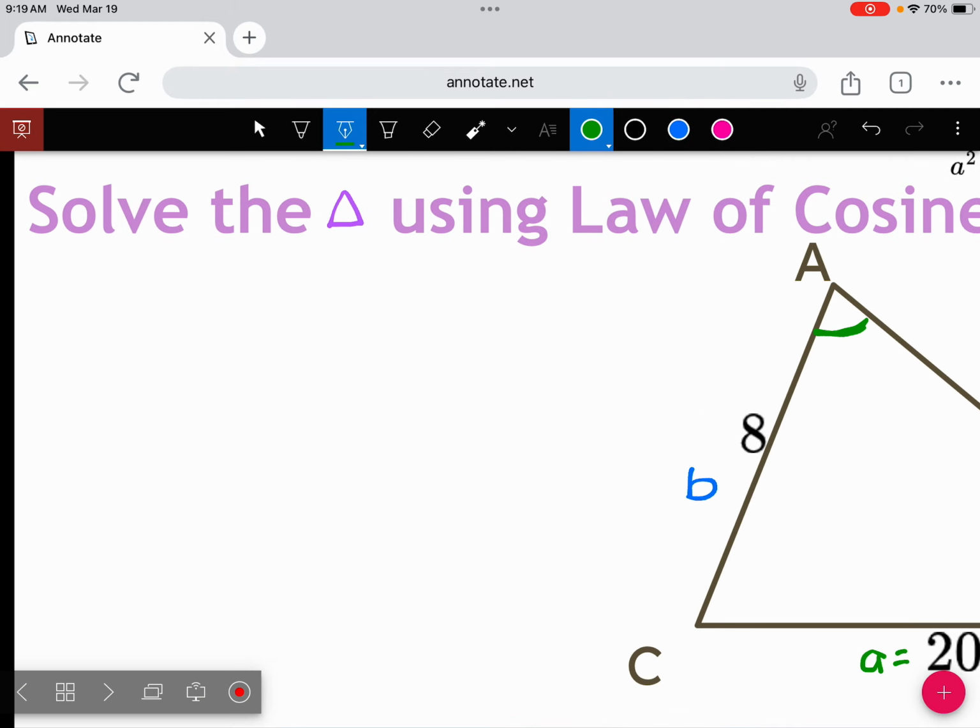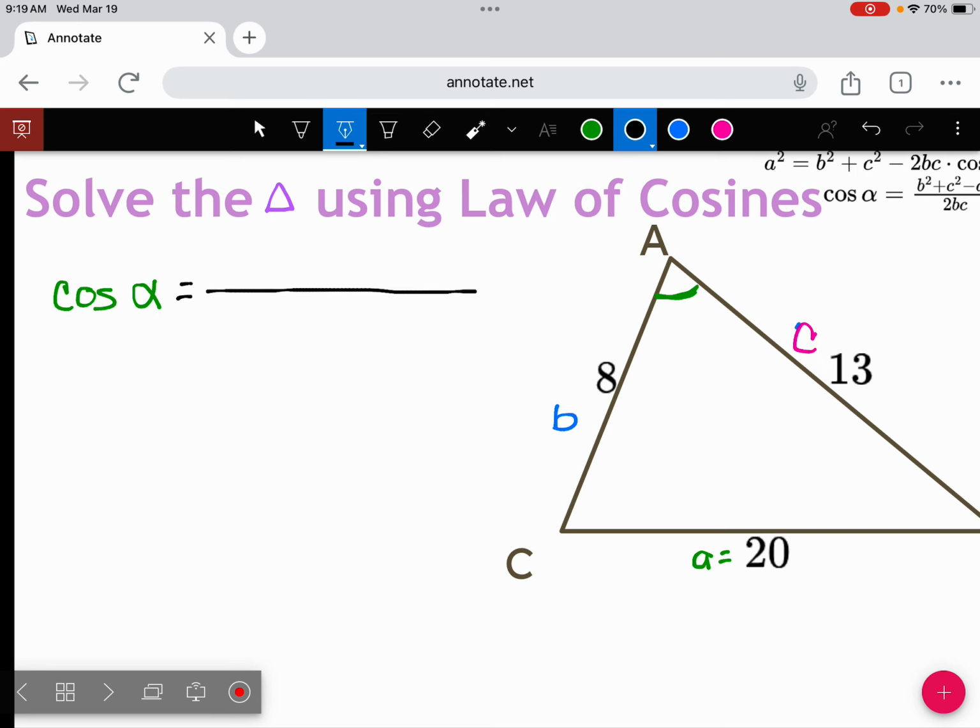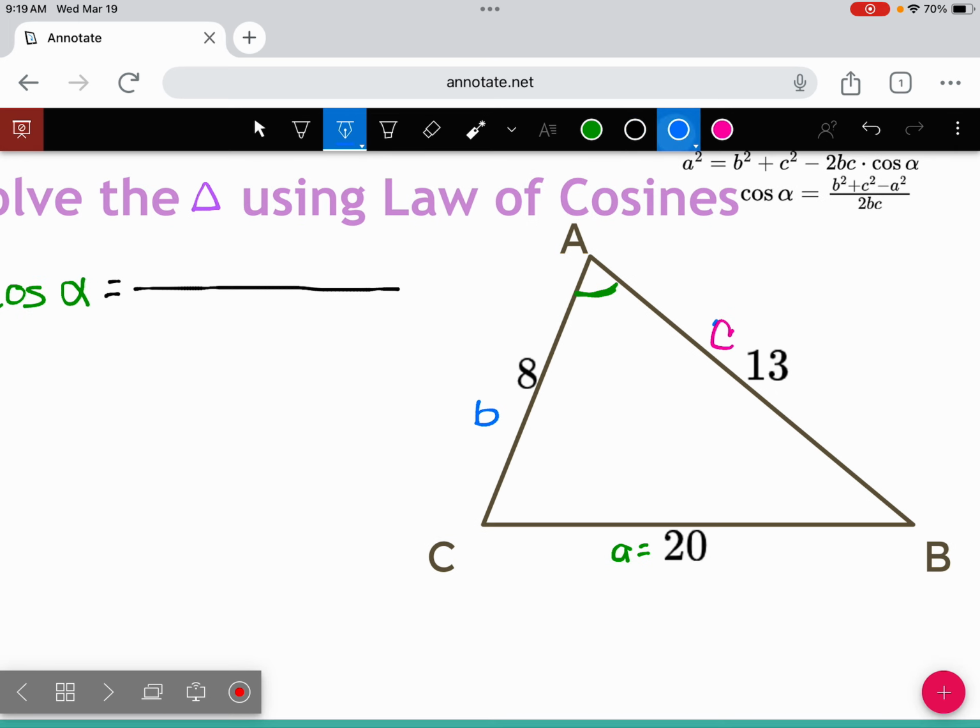So to find cosine of alpha, again, I'm going to write the whole thing out for us just with the color so we have it. Our B squared plus C squared minus A squared over 2 B C.